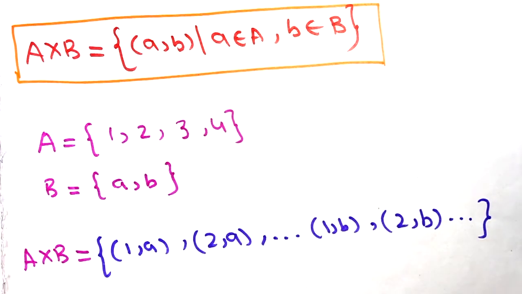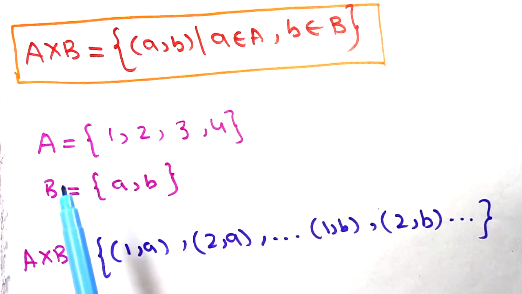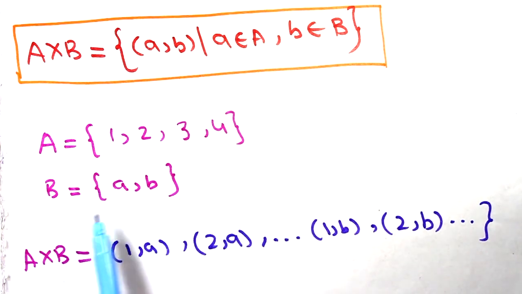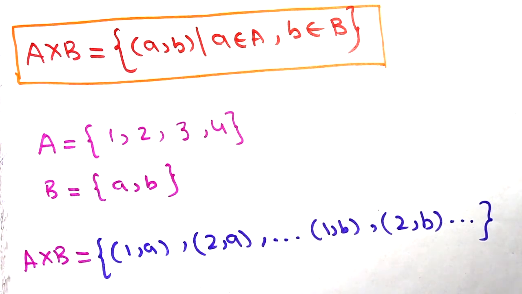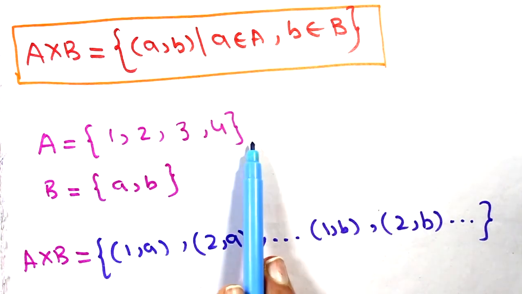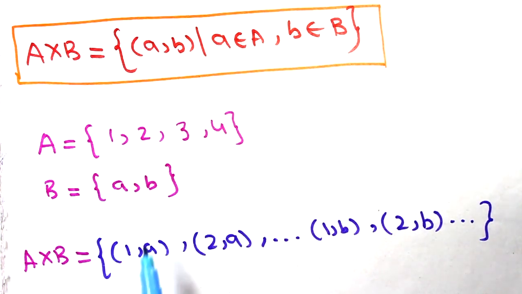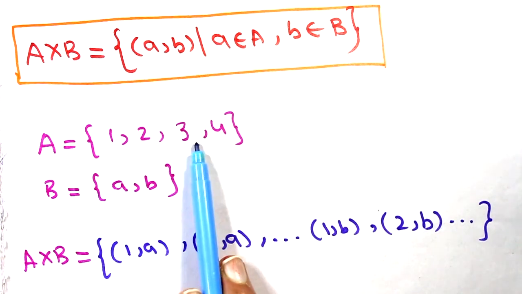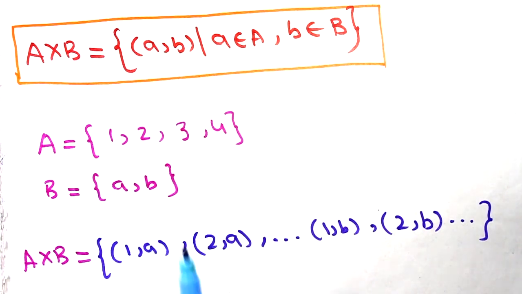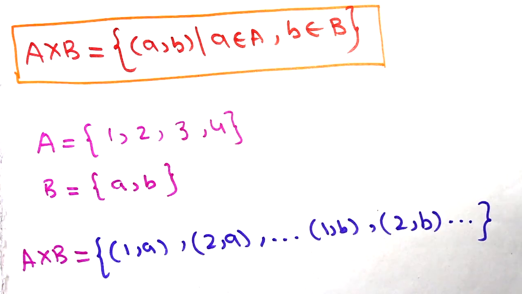Let us suppose that there are two sets A and B, where A is defined as {1, 2, 3, 4} and B is defined as {a, b}. We will get the Cartesian product of A and B, called A cross B, which is each element of A paired with each element of B. So we will get (1, a), (2, a) and so on up to (4, a), and after that (1, b), (2, b), (3, b), (4, b). So this is the Cartesian product.